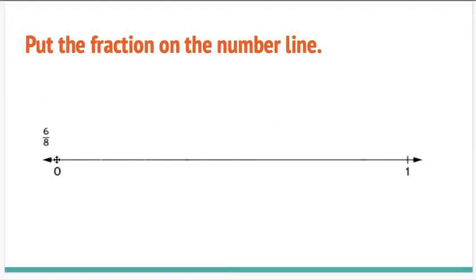Now this time I need to jump 6 pieces. 1, 2, 3, 4, 5, 6. When I land on the 6th piece, that is where I label 6/8. You should have noticed that 3/4 and 6/8 landed in the same spot because those are equivalent fractions.